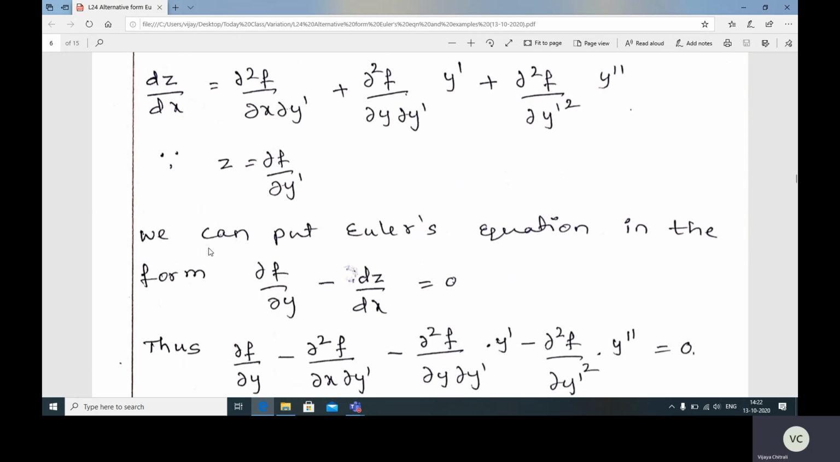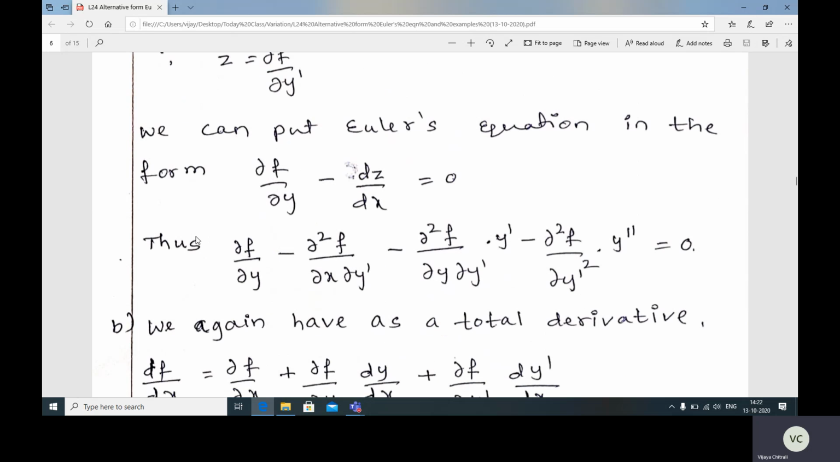Now you can put this in Euler's equation. So ∂f by ∂y minus dz by dx. dz by dx is nothing but this one. So substitute. We'll get ∂f by ∂y minus ∂²f divided by ∂x ∂y', minus ∂²f divided by ∂y ∂y' into y', minus ∂²f divided by ∂y'² into y''. This is equal to 0.